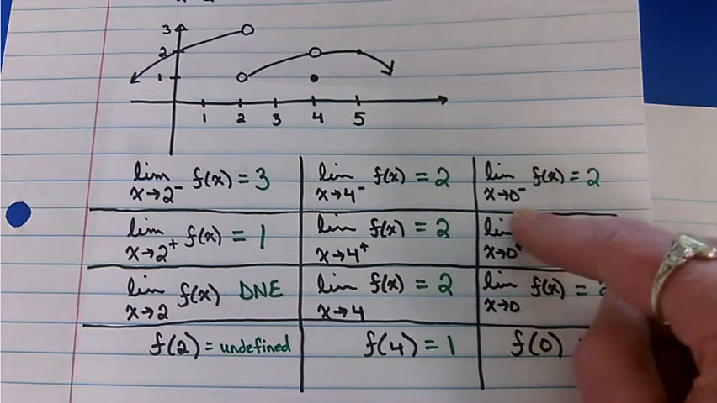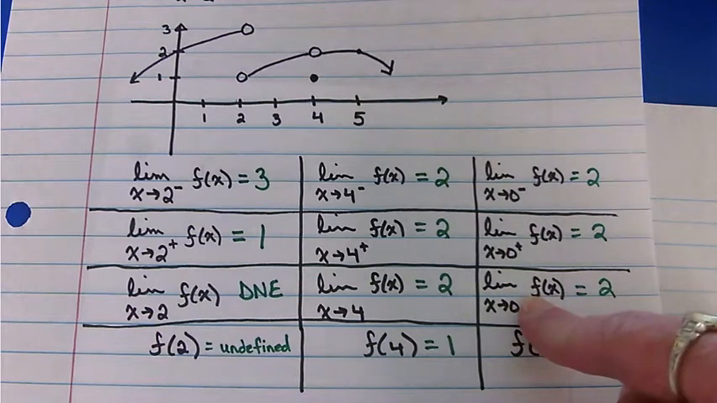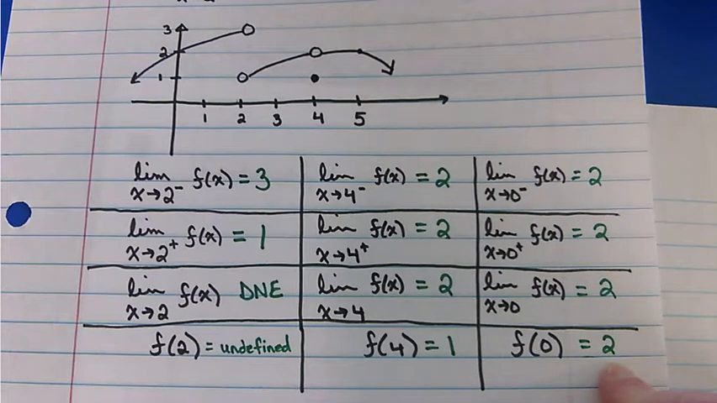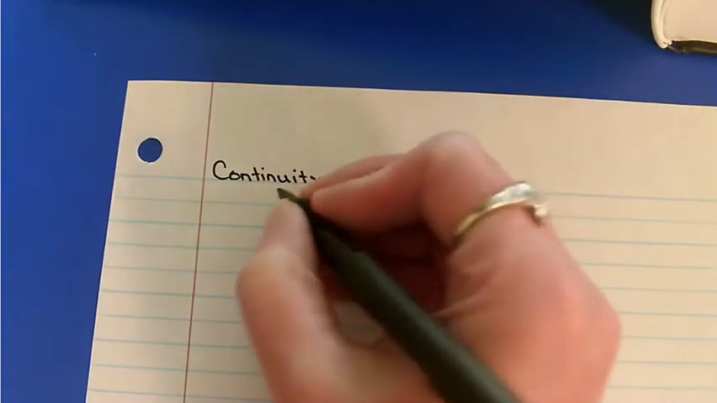Notice at x equals 0, the limit from the left was 2, the limit from the right was 2, the limit overall was 2, and f of 0 is 2. So at 0 we are continuous. So right now we just want to kind of write down that definition.